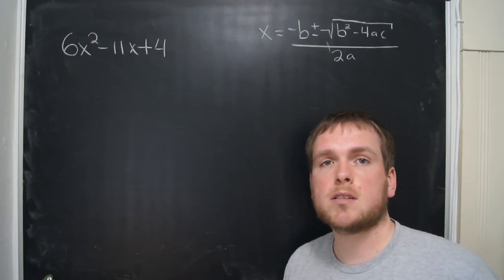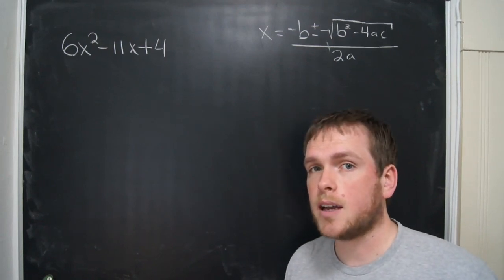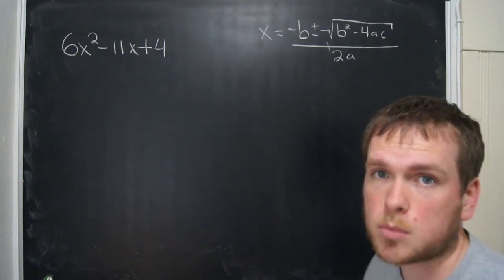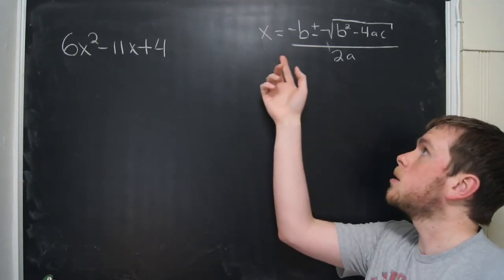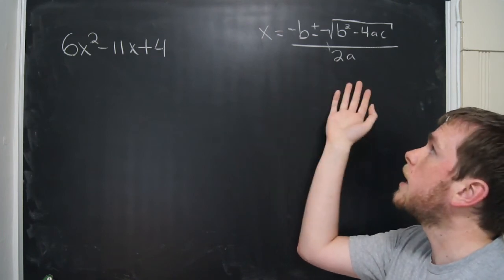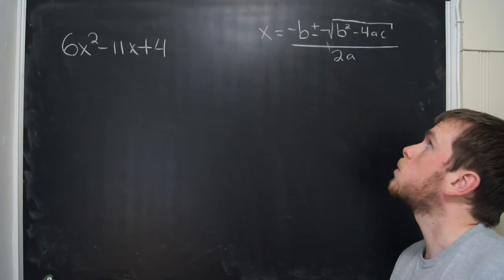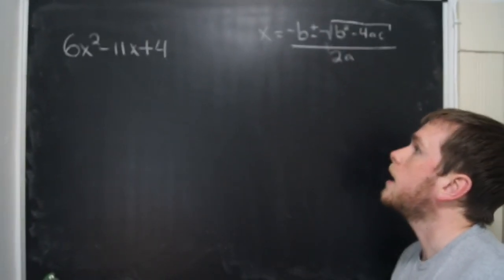Alright, so in this video we're going to look at a method that you can use anytime to factor a quadratic, and that's to use the quadratic formula. And if you aren't familiar with the quadratic formula, I have it right up here. It's x equals negative b plus or minus the square root of b squared minus 4ac over 2a.